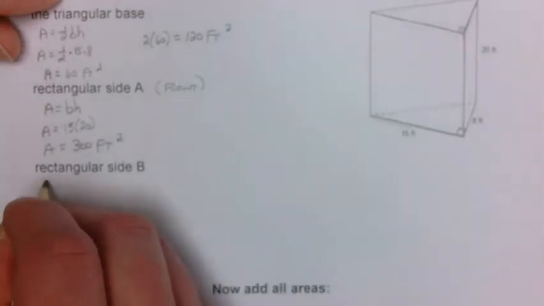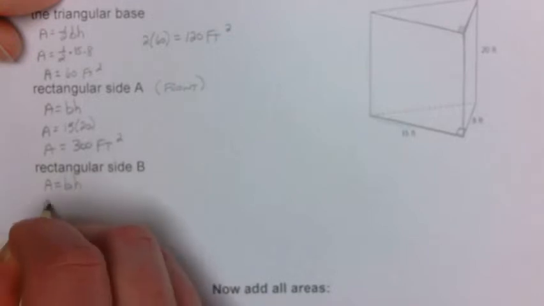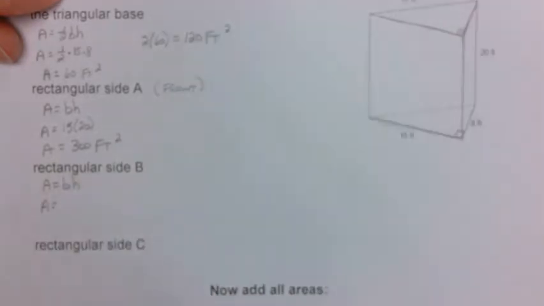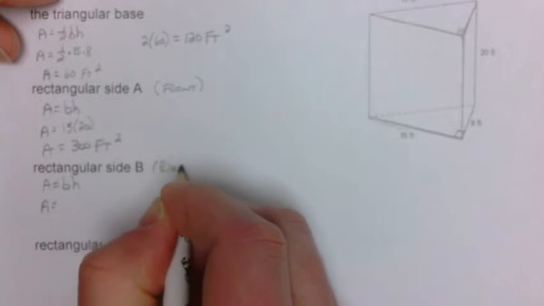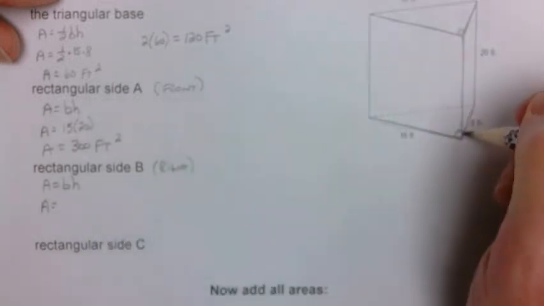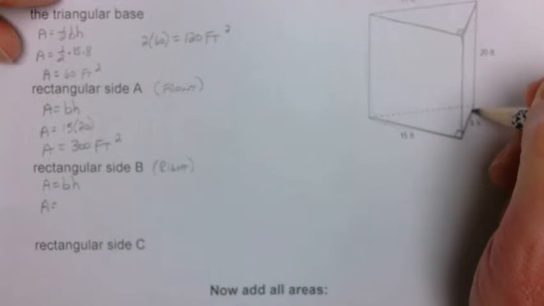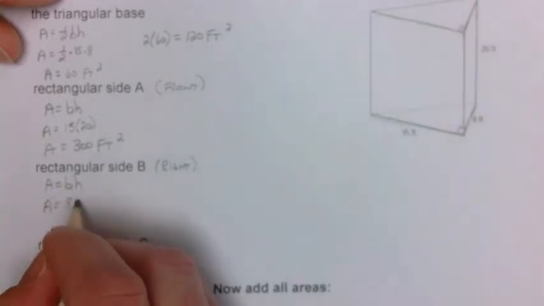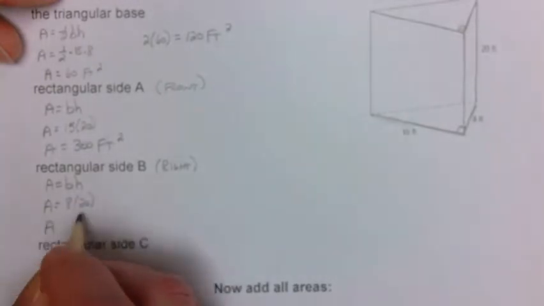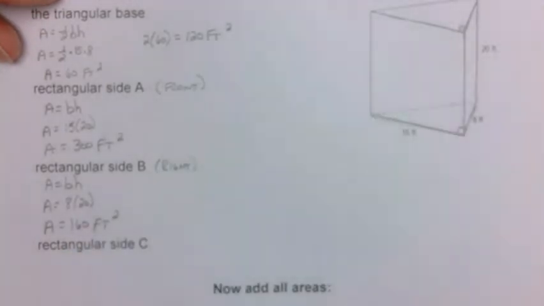Rectangular side B, again, it's a rectangle, so I'm going to use area equals base times height. For this one, we can call this the side face, the right face. If I trace this, I can see it's 8 feet by 20 feet. So 8 times 20 equals 160 square feet for the area of that rectangle. And that's the only rectangle with that area, so I'm going to leave that alone.